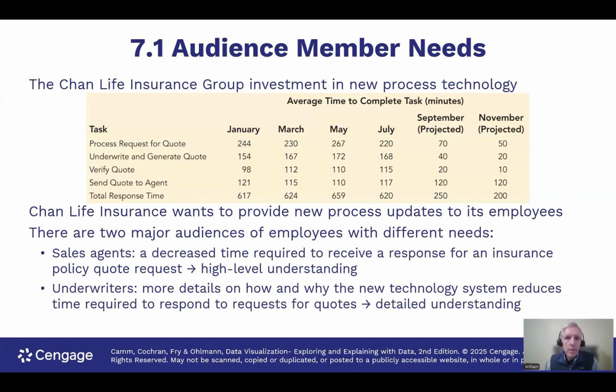Well, let's take an example. We have Chan Life Insurance Group. We have two different audiences. Chan Life is doing a process update. So they're going through a bunch of processes and they're improving them. In order to get a quote out, they have to process the request for quote. They have to underwrite it. They have to verify it. They have to send the quote to the agent, and then there's the total response time. And so they're working on process improvement that will improve the first three of those. The fourth one it doesn't improve, but the first three, it improves.